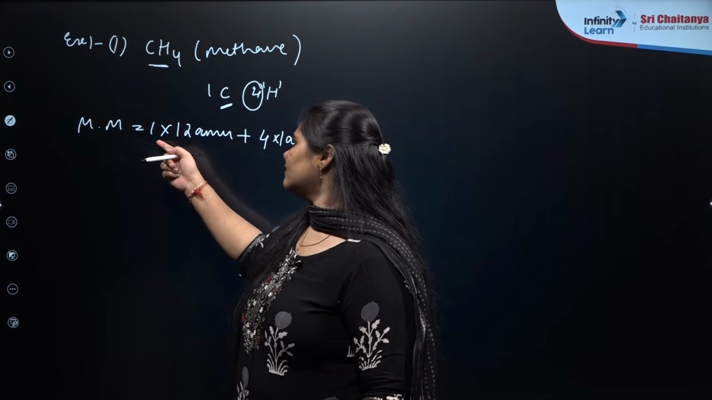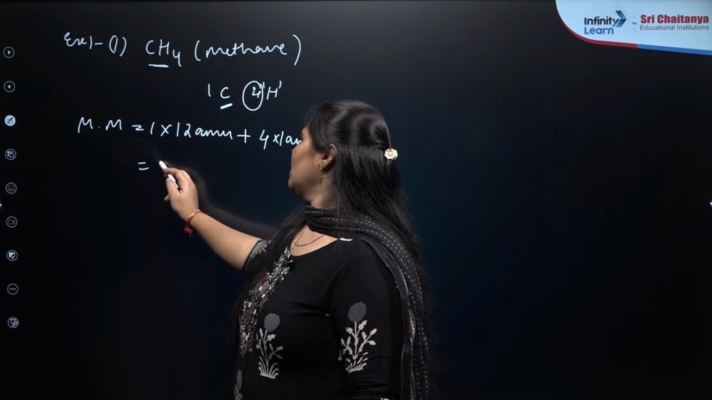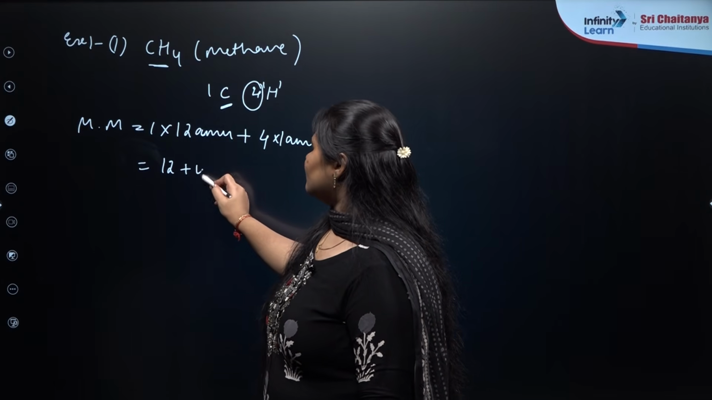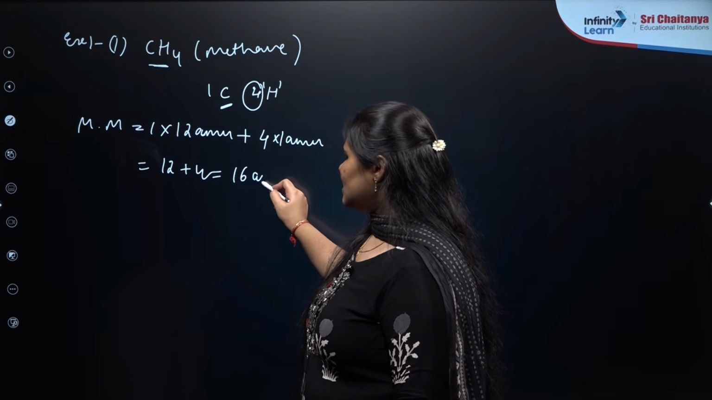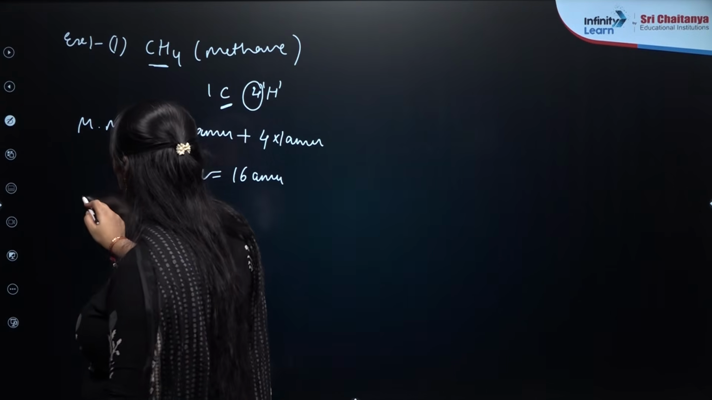Why did we not multiply with anything here? Because there is only 1 carbon atom. How much in total? 12 plus 4, it will be 16 what? 16 AMU. As simple as that. Okay, and let me tell you one more example.